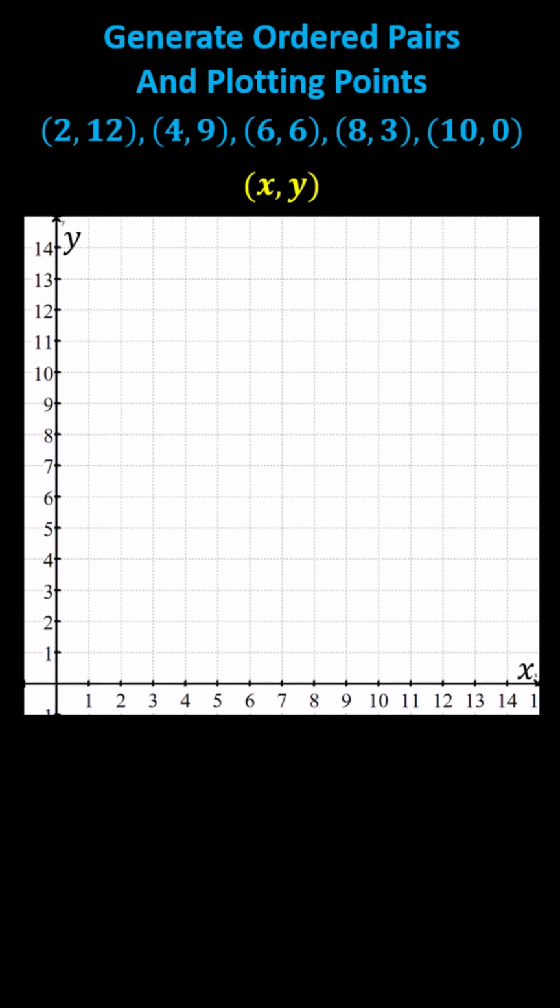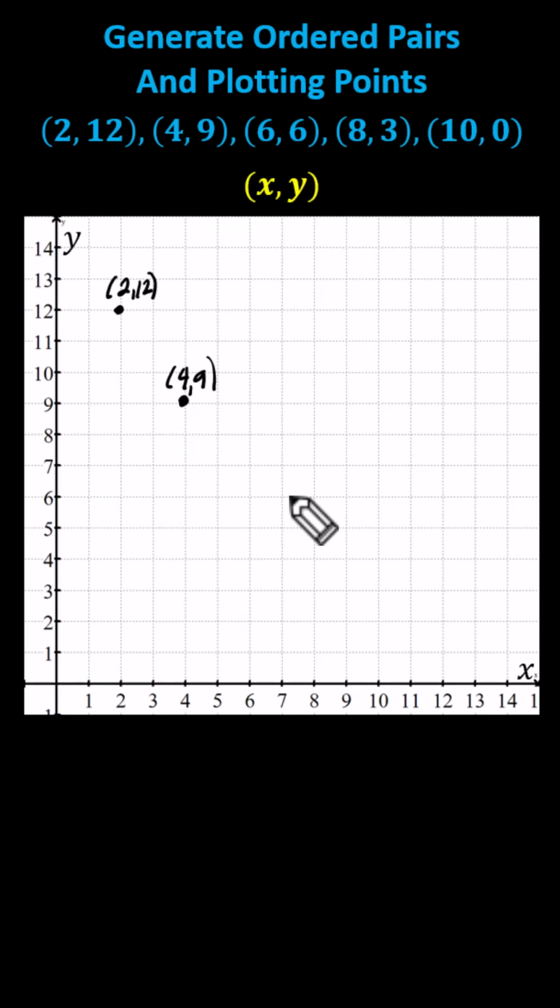Because the first ordered pair is 2, 12 from the origin, because x is 2, we move right 2 units, and because y is 12, we move up 12 units. This is the location of the point with coordinates 2, 12 for the ordered pair 2, 12. The next ordered pair is 4, 9, which indicates from the origin, we move right 4 units, because x equals 4. And then because y is 9, we move up 9 units. The location of the point with coordinates 4, 9.